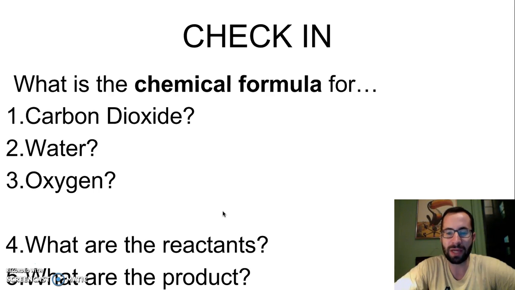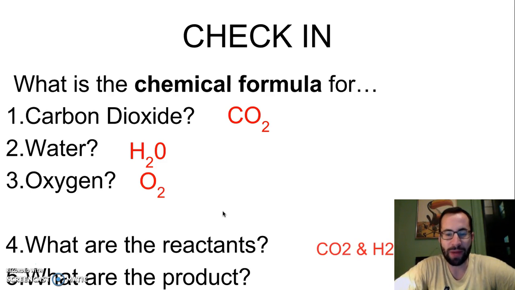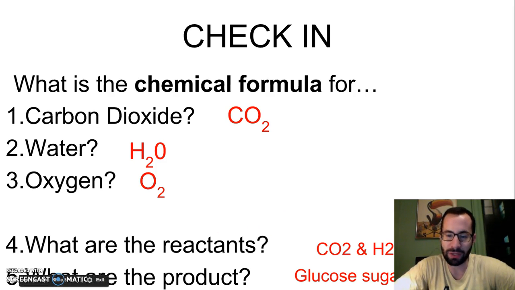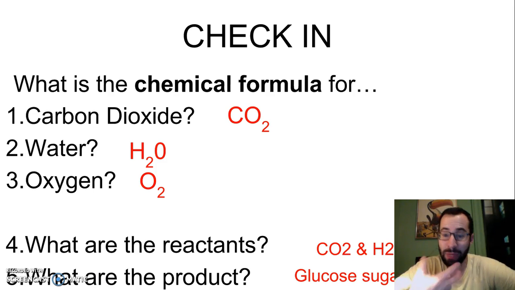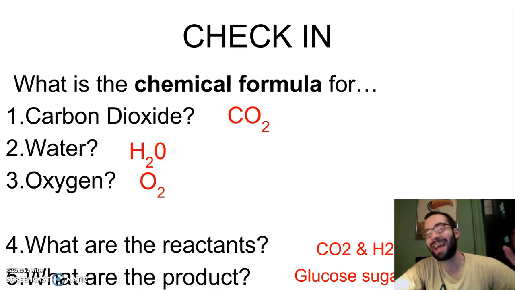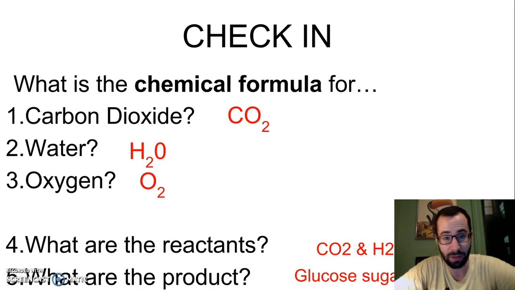Otherwise, you should be able to tell me that carbon dioxide is CO2, water is H2O, oxygen is O2, and the reactants are carbon dioxide and water, and the products are glucose, sugar, and, sorry, I got cut off here, oxygen. So glucose, sugar, is a type of energy, and oxygen is the stuff that we need when we breathe in to do what we do in our bodies. We'll talk about that in the next learning target when we get to something called cellular respiration.